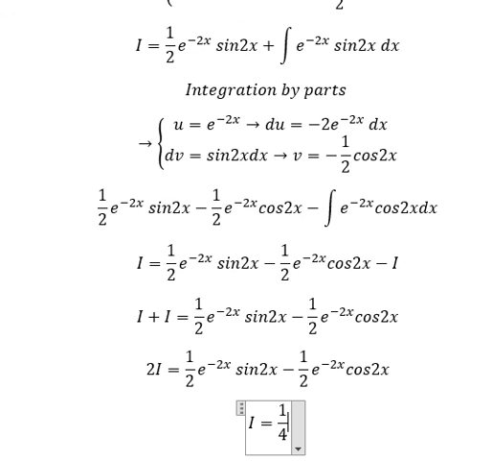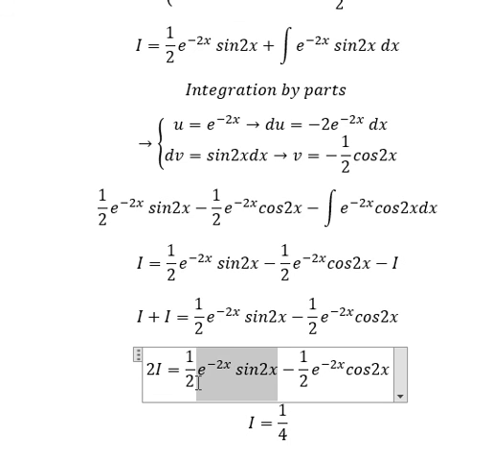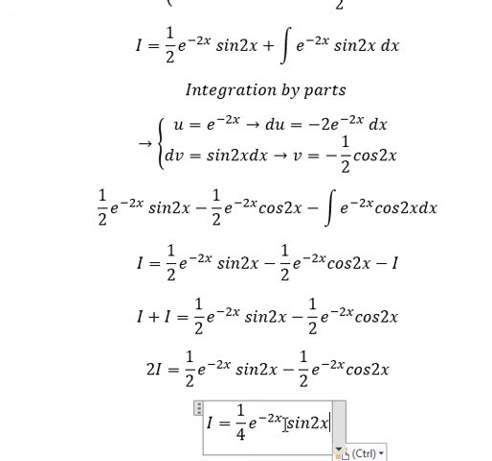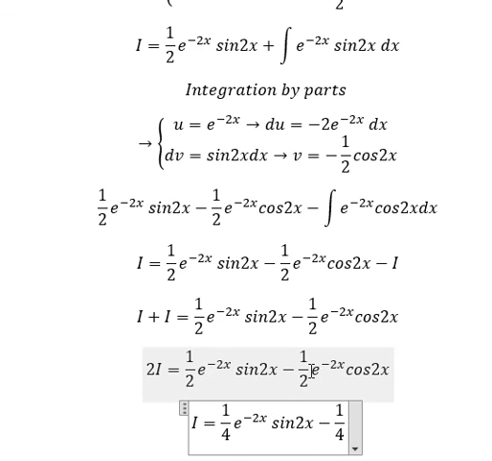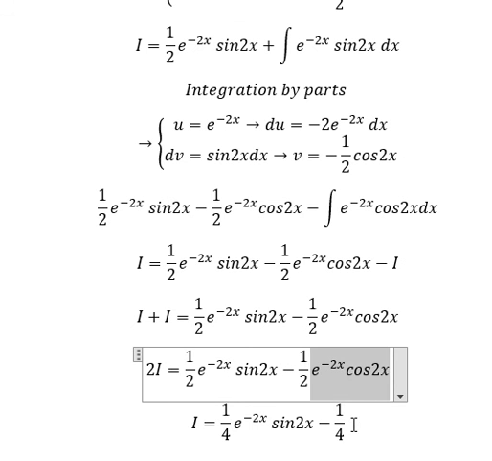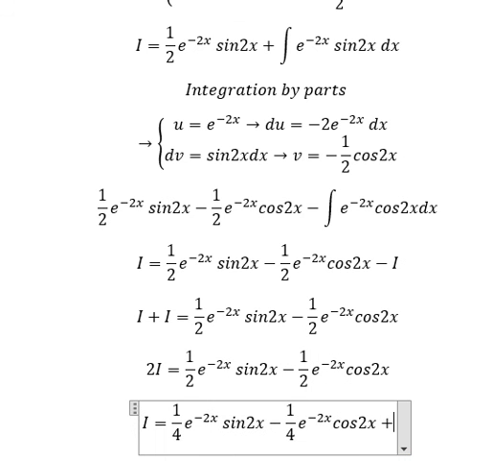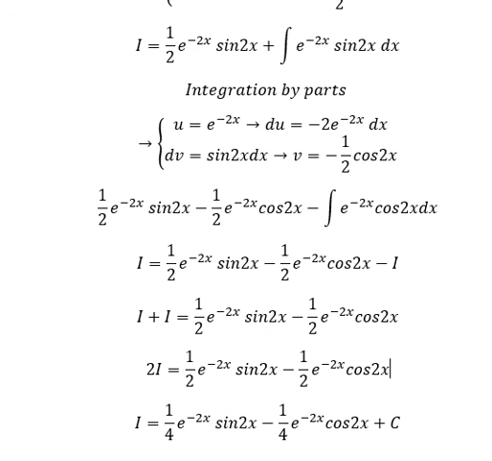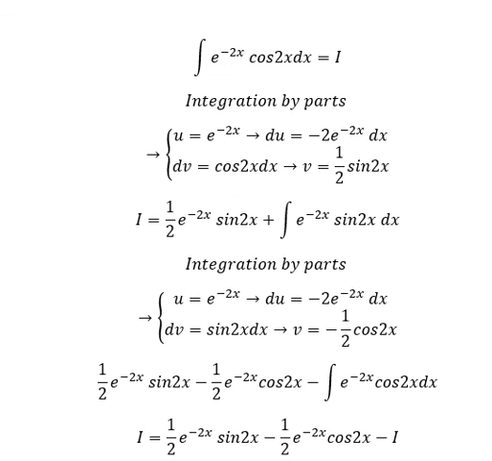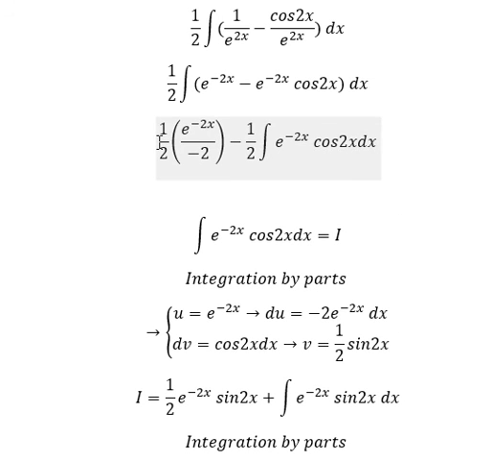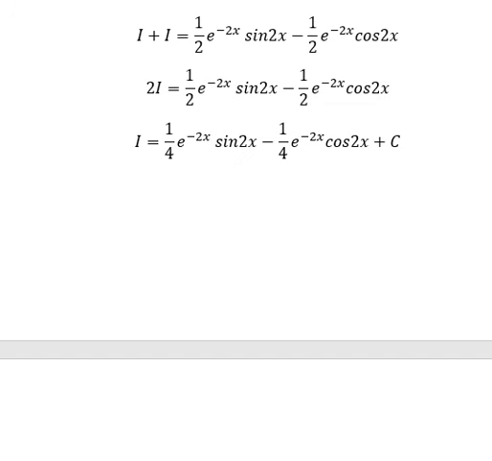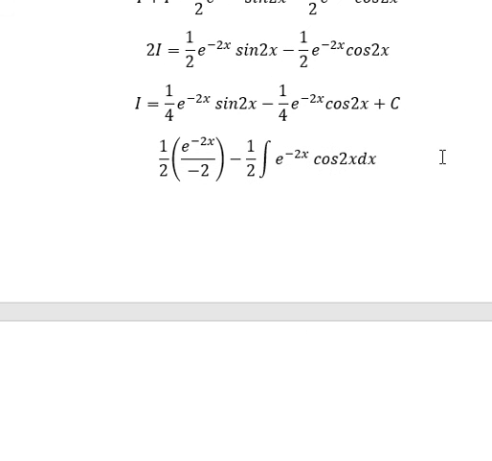And you get 1 over 4 of this one, minus 1 over 4 of this one. And we put C in here. That's the constant. So we combine the answer in here. So I will put capital I. That's the final answer of the question in here.